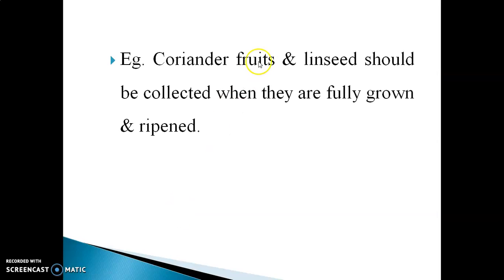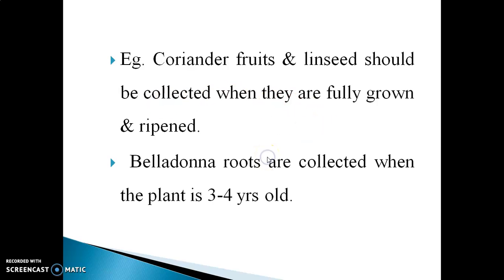For example, coriander fruits and linseed should be collected when they are fully grown and ripened. Before that, they do not contain the required components or the chemical constituents. Belladonna roots are collected when they are 3 to 4 years old. So such collection again affects the amount of active constituents which are present in that plant material.